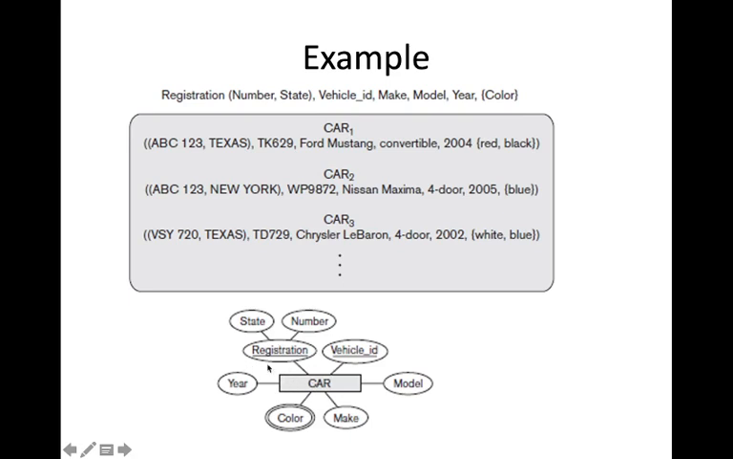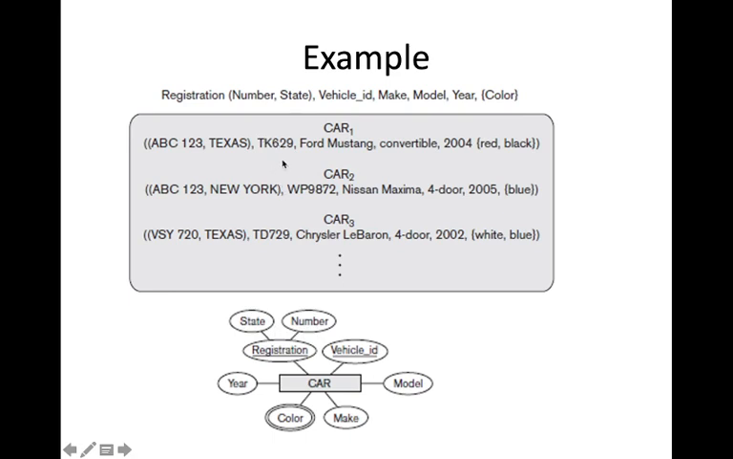So the attributes of the car: the first one is registration. Registration is a key attribute, as we have already seen, so that is why it is underlined. And this registration is a composite attribute, where we have state and number. That is why it is connected like this, state and number.